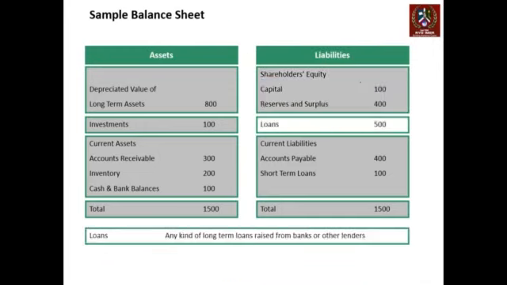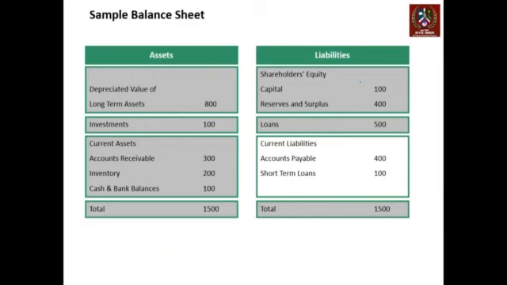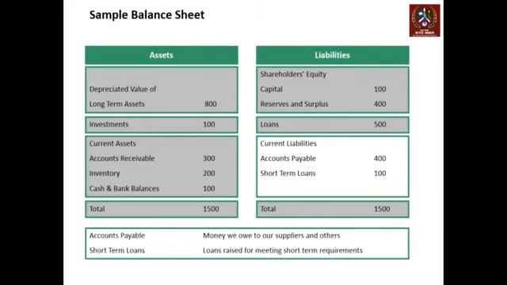Then you have loans. Loans is straightforward. Any kind of long-term loans raised from the banks or other lenders. Then you have current liabilities, where you have accounts payable, money we owe to our suppliers and others, and short-term loans. You could have raised loans to meet short-term funding requirements. That is what short-term loans would be, right? Combine all these and you get all your liabilities, which would be equal to all the assets that the business has. So that's basically a balance sheet and its view.